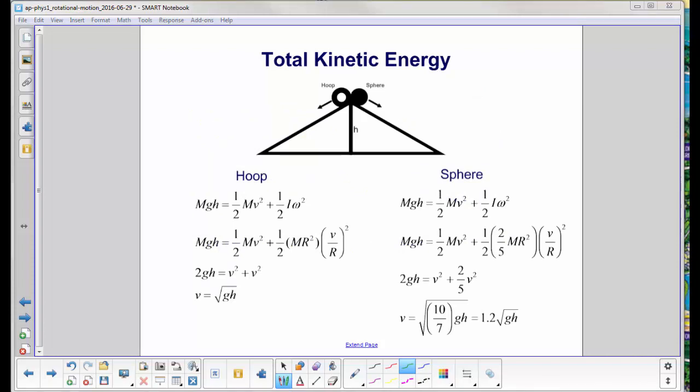I'm not going to go through each line of all this algebra here. I'd like you to do that on your own. I'll just point out the highlights. Here's the hoop, here's the sphere. Notice how we start with the same exact equations, and then we substitute in for the moments of inertia, which are different. Here's the moment of inertia. And then we make that substitution we talked about where omega is V over R. Then you grind through some algebra, and you find for the hoop, the velocity of the hoop at the bottom of the incline is the square root of gh, and the velocity of the sphere is 1.2 times the square root of gh. The sphere has a greater velocity.